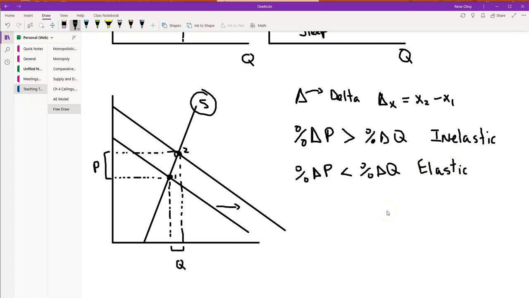Okay? And if it's unit elastic or unitary, then the two are the same. So the percentage change in price equals the percentage change in quantity. And this is what we call unit elastic, or some books call it unitary.